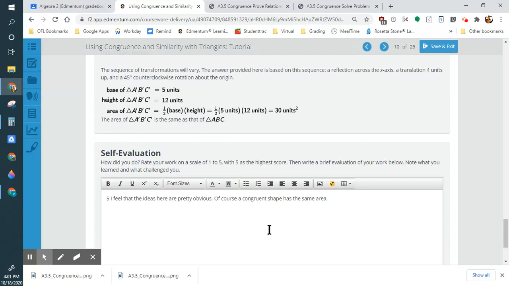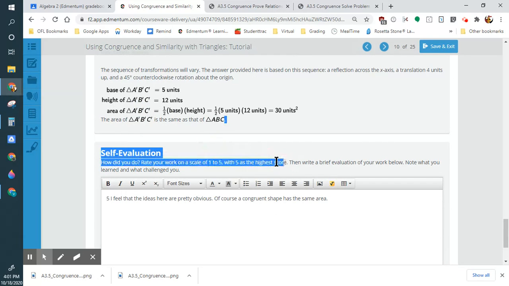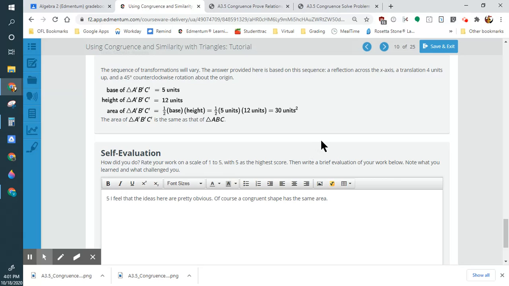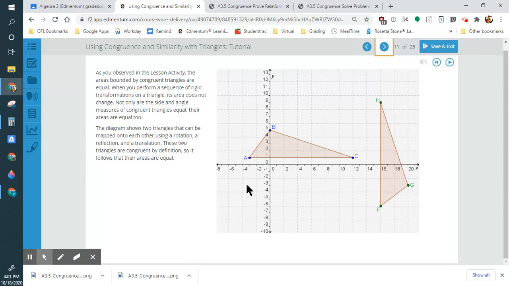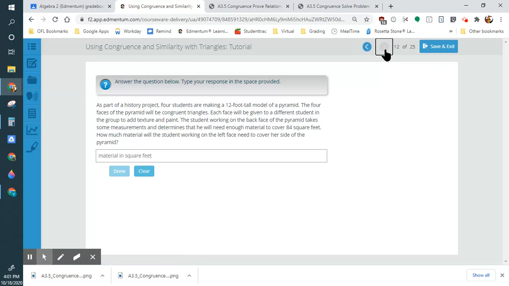It means that if you have a shape and you know they're congruent, you know that all the properties are the same. You know not only the sides are the same, the angles are the same, you know that their areas are the same as well. So that's all we're doing here, that congruent triangles have the same areas, same height.